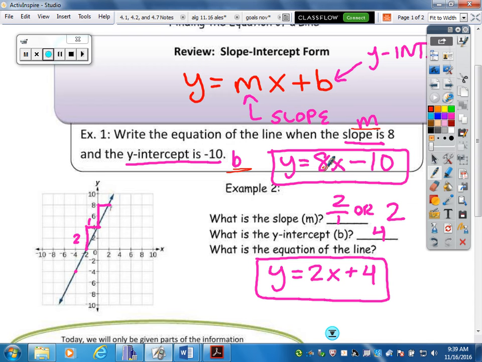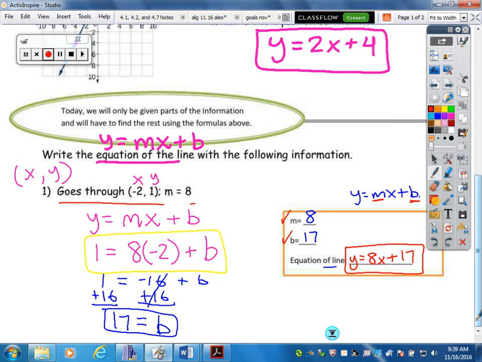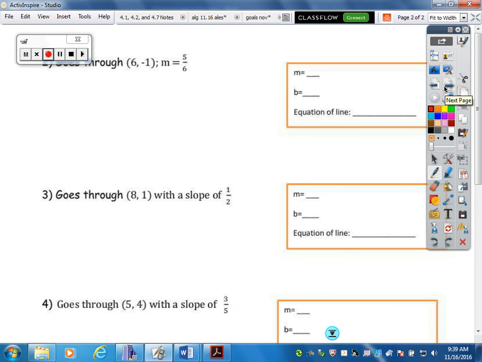So we just had to plug those things in. But this time we were given pieces of information that allowed us to find b, but we didn't know it right away. We had to do some work there. So let's flip this over and look at another example here.